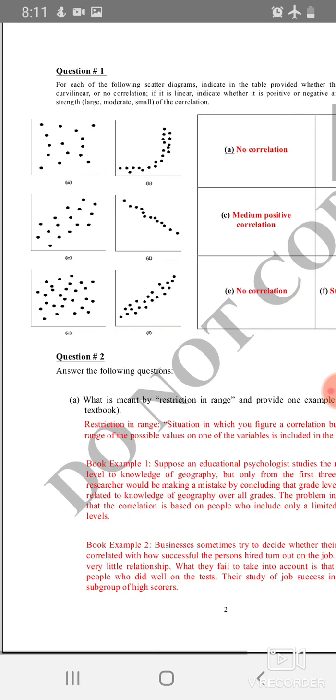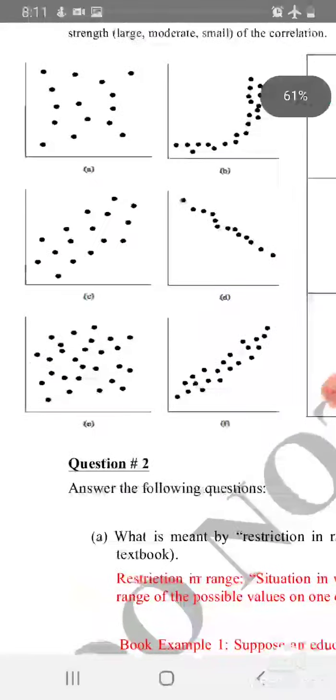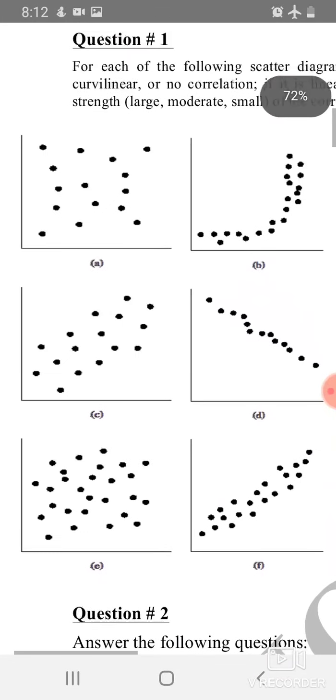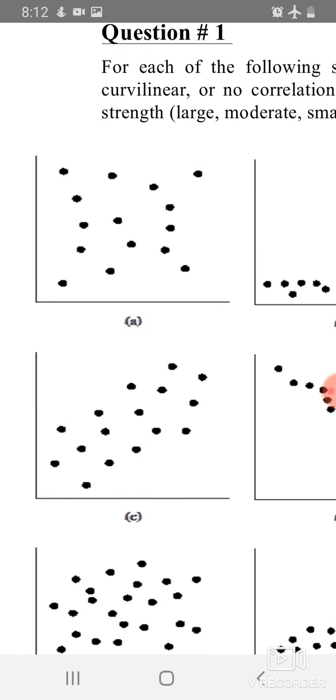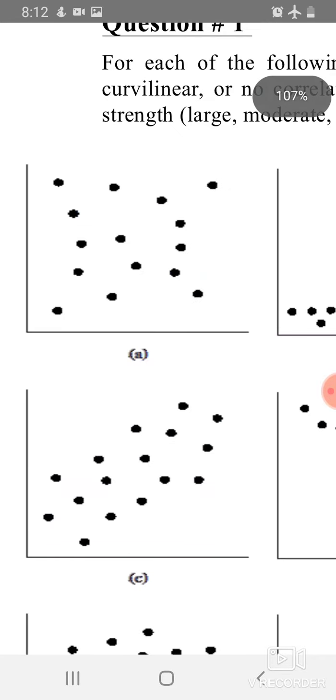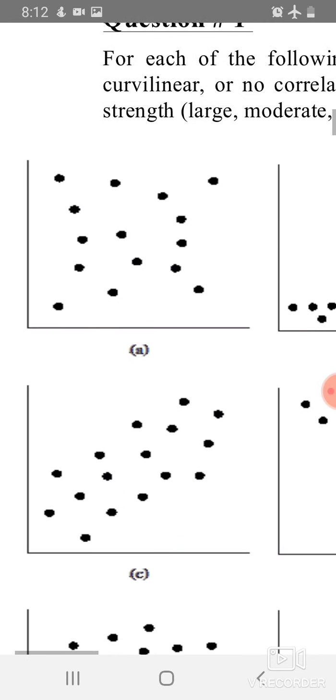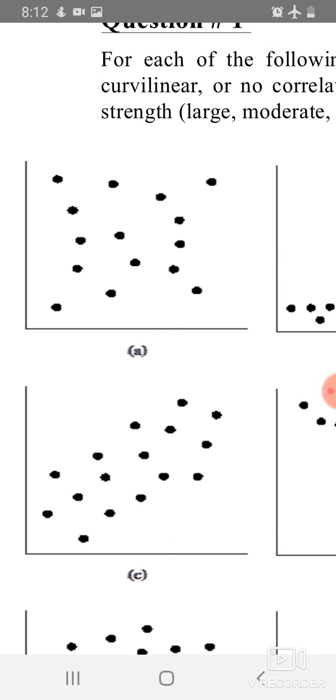All right, chapter 15 worksheet, correlation. Question 1 is asking you, what correlations do these scatter plots represent? So A, you could see there is no linear trend. All the dots are scattered all over the place. And when you see that, you can assume there is no correlation.